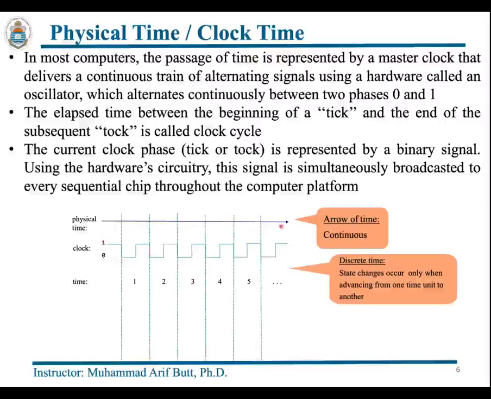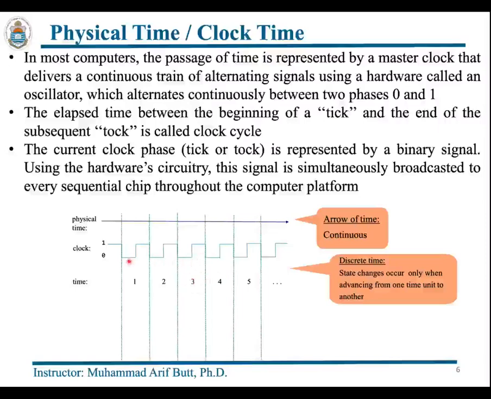You can see this is the physical time, which is a continuous entity, and this is the clock, which can vary between two values, 0 and 1. This is one time unit, and the elapsed time between the beginning of this tick and the end of the subsequent tock is called a clock cycle. Tick tock, this is one clock cycle. Tick tock, this is the second clock cycle. Tick tock, this is the third clock cycle, and so on.